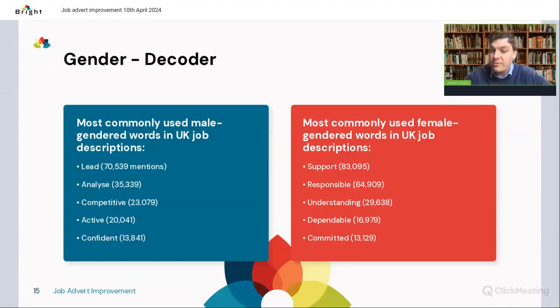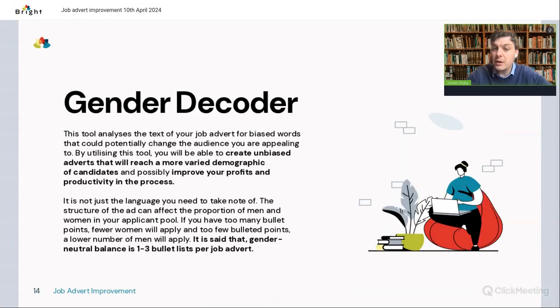And so by being aware of this and being aware that there are tools out there to help you, you don't have to solve this problem yourself. You're a good portion of the way there. And you can make your job adverts more neutral in this area. You can do this for a range of different areas of diversity.